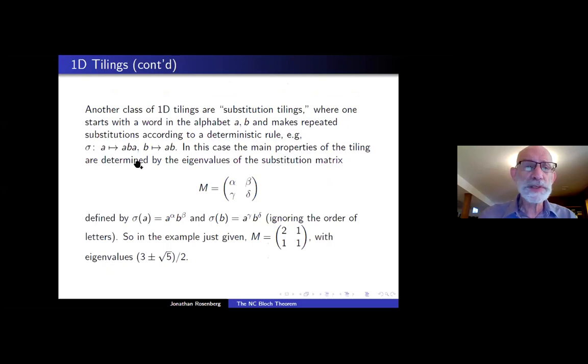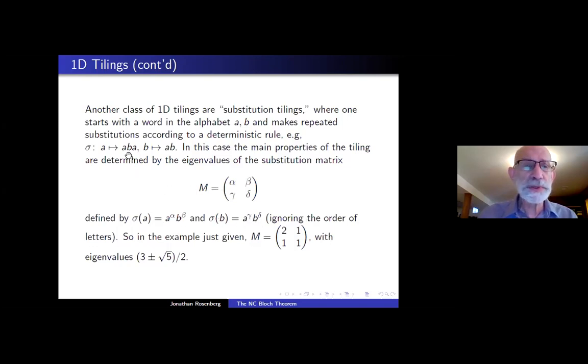And then the main properties of the tiling are determined by eigenvalues of the substitution matrix. So you just ignore the order of the letters here. And let's say that your substitution sends A to something with alpha A's and beta B's, and it sends B to something with gamma A's and delta B's, ignoring the order.